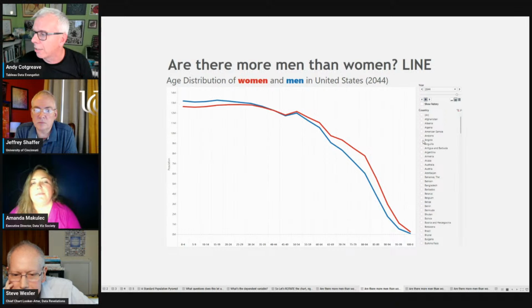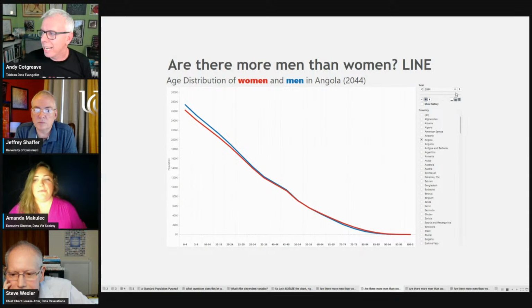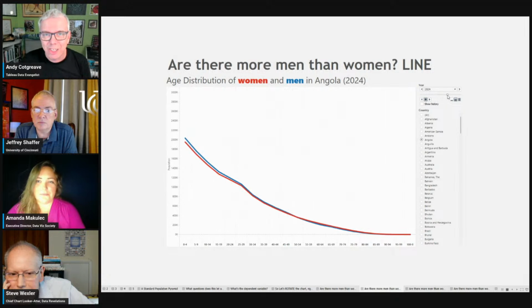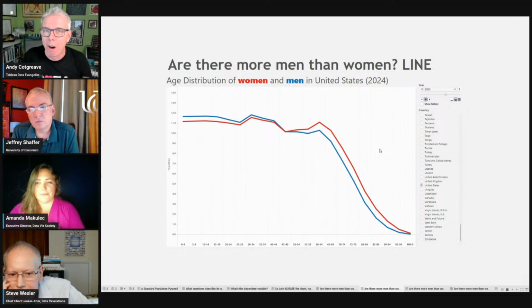You can compare that to Angola and some of the African countries. They're very different. Is this not a shape that is just as powerful as the pyramid and yet also allows me to compare male and female instantly? Does this not add more than the pyramid adds, apart from the desire for us to see funky shapes?